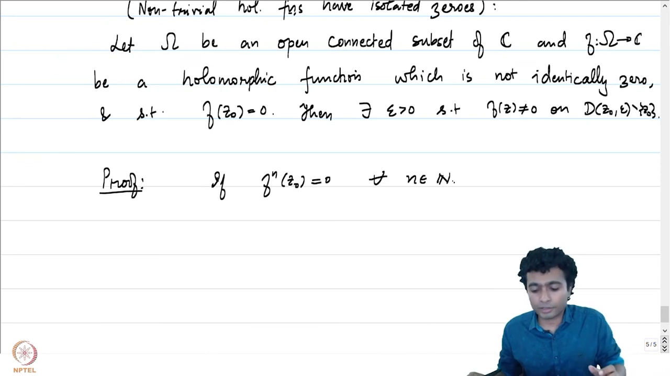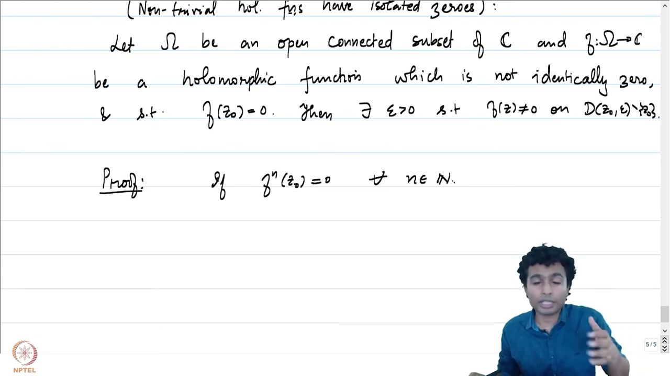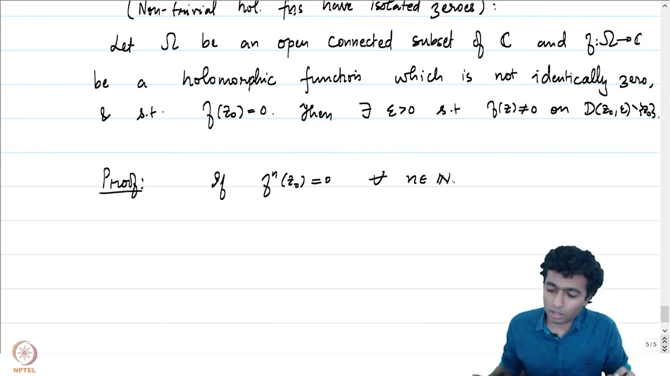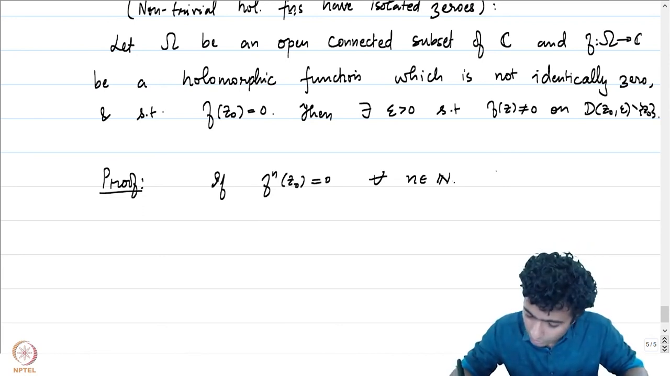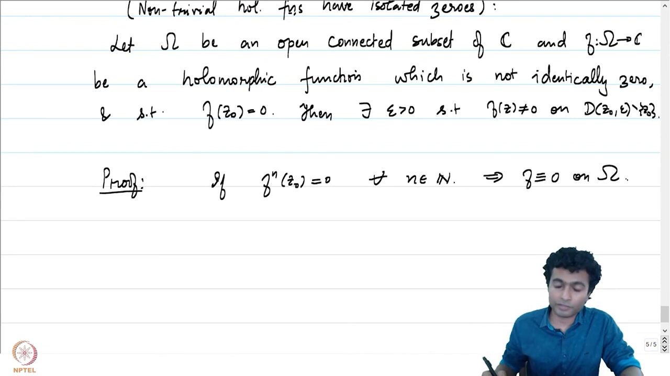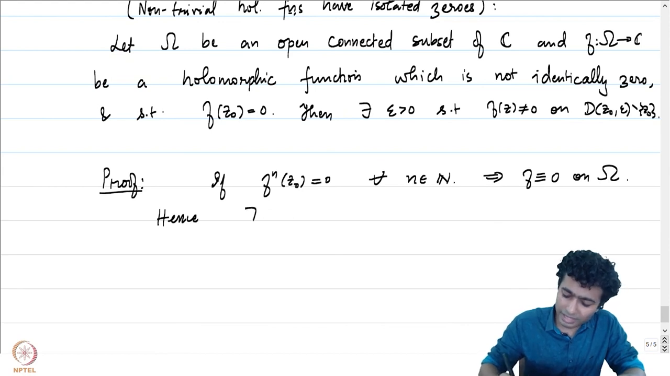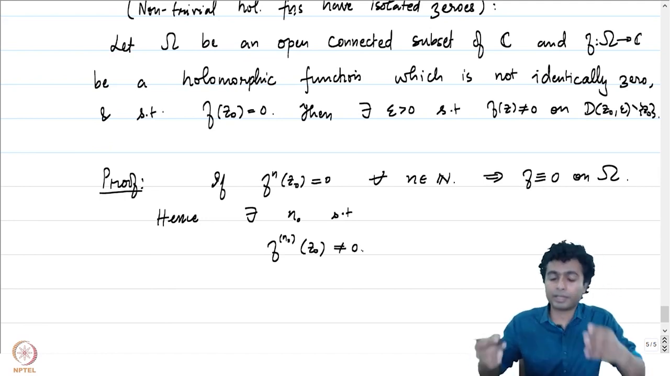But by the principle of analytic continuation, f should be identically equal to 0 on the entire domain omega, open connected set omega. But we have already assumed that f is not identically equal to 0, and therefore this cannot happen. So, let me just note that if fn of z0 is equal to 0 for all n, this would imply that f is identically equal to 0 on omega by using the principle of analytic continuation, which is a contradiction. Hence, there exists n0 such that fn0 of z0 is not equal to 0, or maybe we can pick n0 to be the smallest such n.